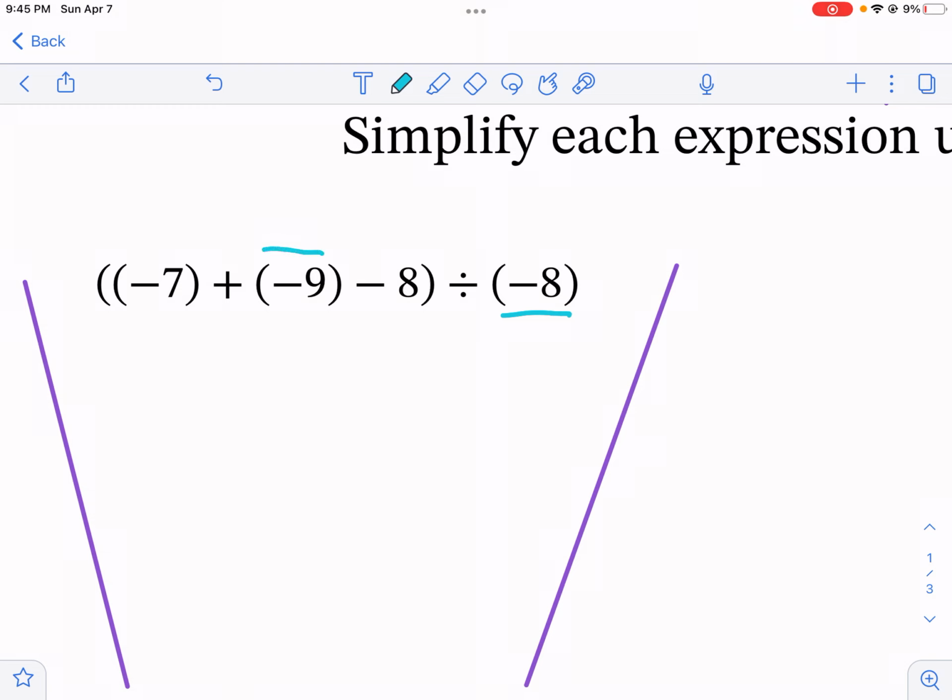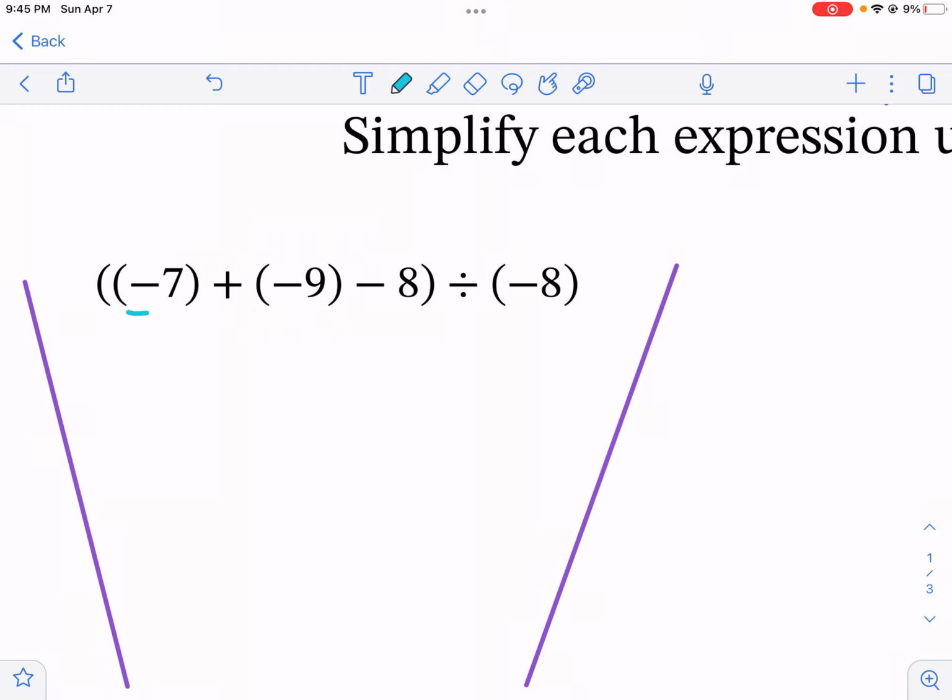Look here, there's a plus and negative 9. Technically, this negative 9 is the innermost parenthesis, but there's nothing to do with it. No operation needs to take place, so I'm just going to move on. Same thing with this negative 7, same thing with the negative 8. It's just to separate the negative sign. So really what we can do is take care of this parenthesis right here, and that's negative 7 plus negative 9 minus 8.